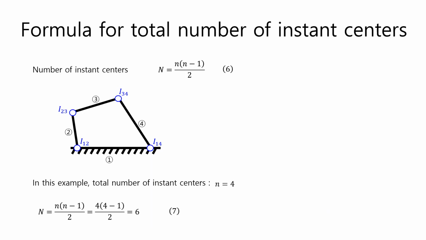Let's find out the formula for calculating the total number of instant centers. Since the number of instant centers exists between two different links, it can be calculated using the formula for combinations. In the mechanism of the figure, the total number of links is 4, so if you substitute 4 into equation 6, you can get the answer, and the total number of instant centers is 6.